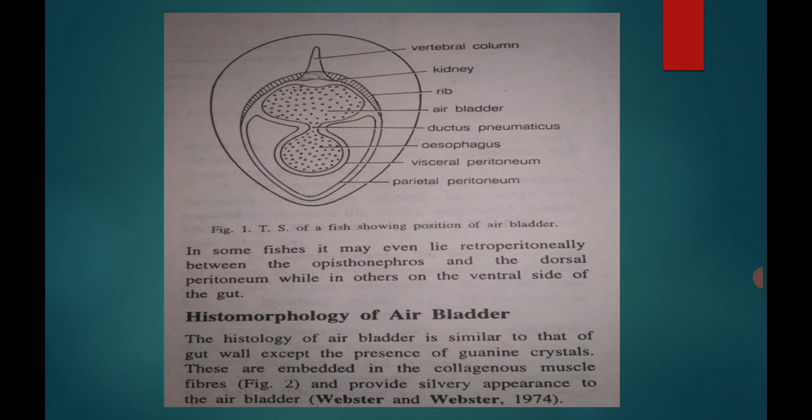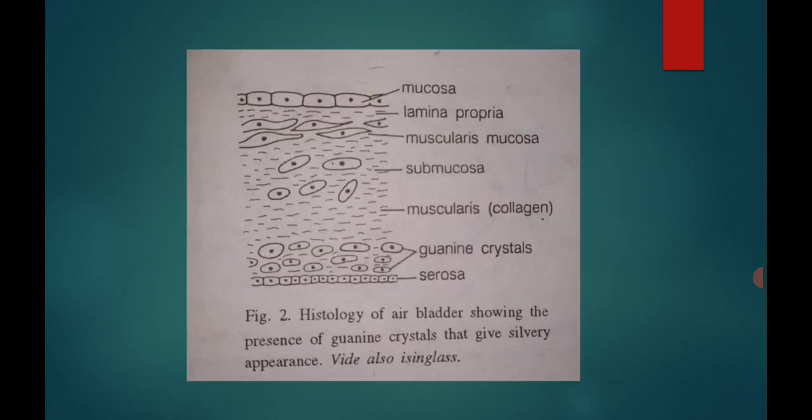The histology of this air bladder is similar to that of the gut wall, except for the presence of guanine crystals. These are embedded in the collagenous fibers and provide a silvery appearance to the air bladder. Now this is the histology of the air bladder, showing the presence of guanine crystals that give a silvery appearance.